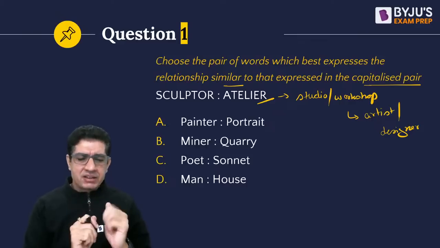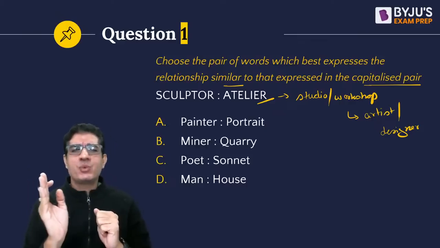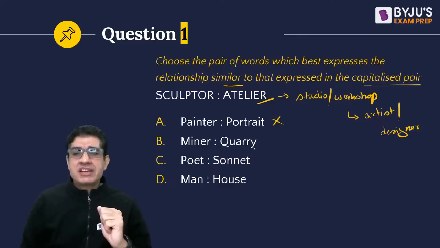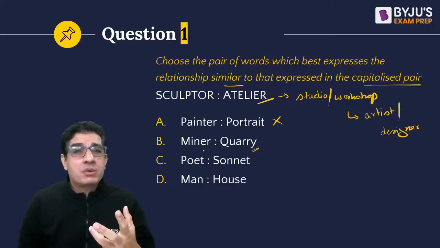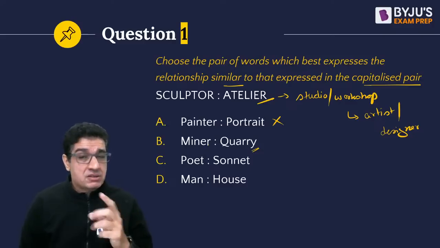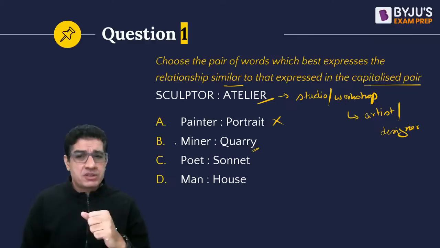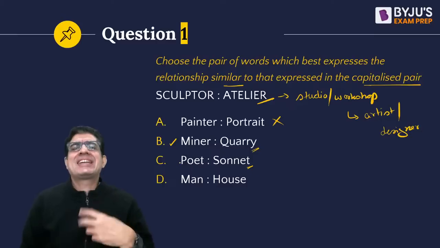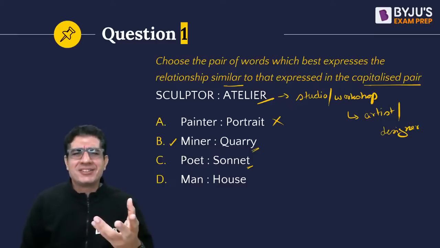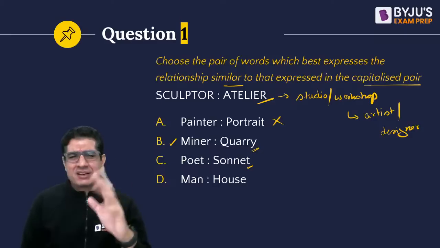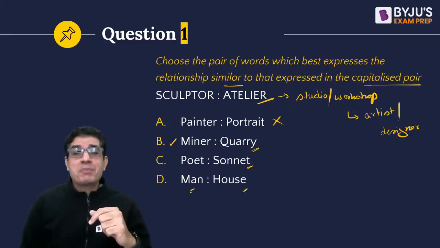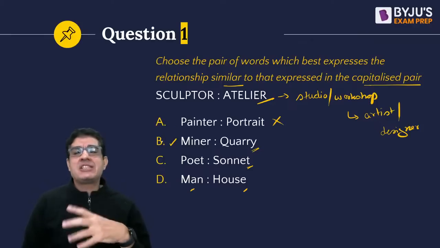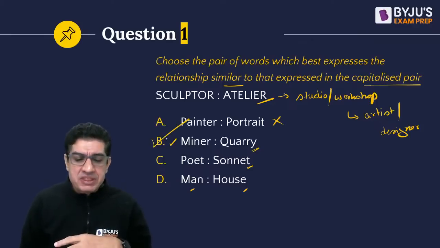So let's look at A. Can I say portrait is where a painter works? No. Can I say quarry is where a miner works? Quarry is a type of mine. So yes, quarry is where a miner works. Sonnet is where a poet works? A poet can create or produce a sonnet. It's a song written in a particular meter. A house is where a man works? No, a house is where a man lives. So you notice B is the only one that gives us that same relationship, and that is why B is our answer.